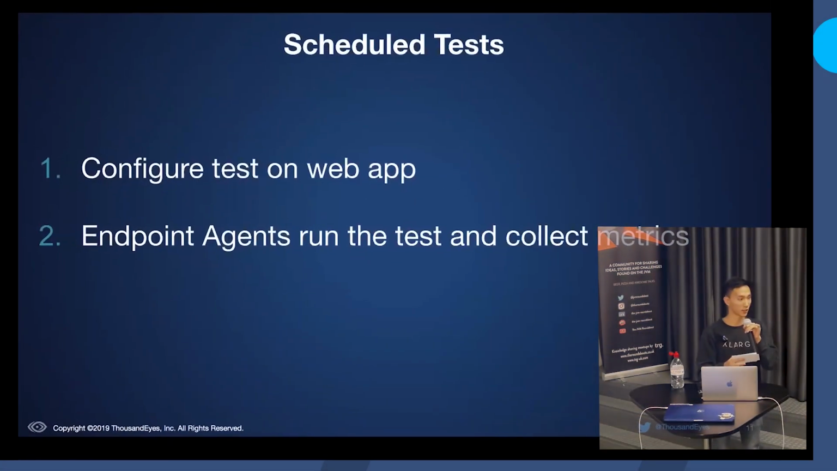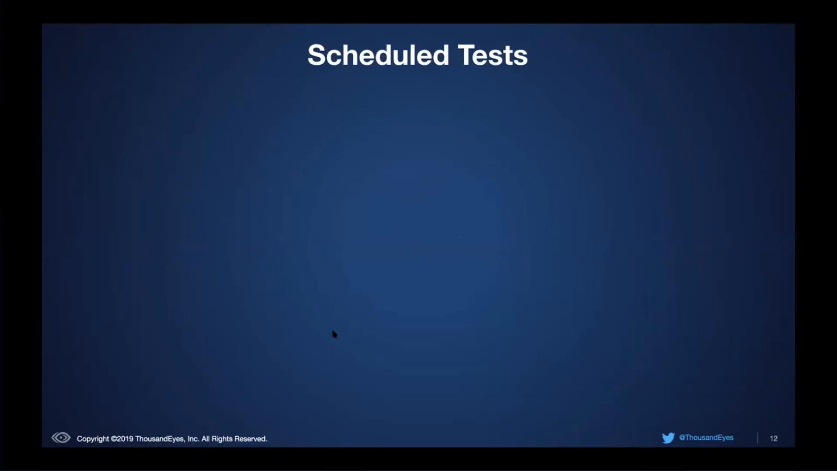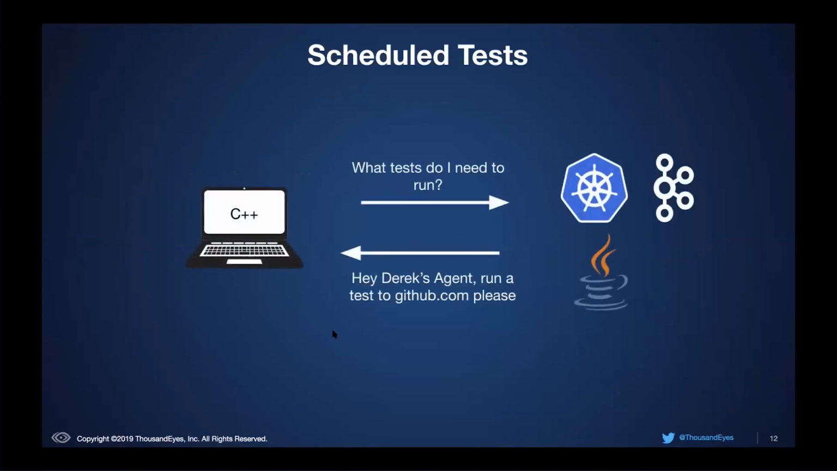But to summarize, scheduled tests work in the following way. Firstly, we configure a test on the web interface. And secondly, the endpoint agents run the test and collect the metrics. Now, from a backend point of view, aside from persisting the configuration of the test and collecting the metrics from the endpoint agent, most of the work on the backend becomes figuring out which agents need to run which tests. And this is where the reactive programming stuff comes in.